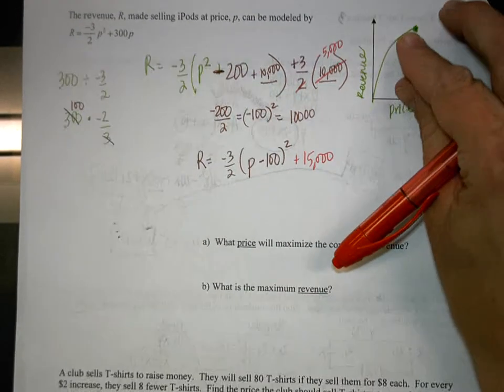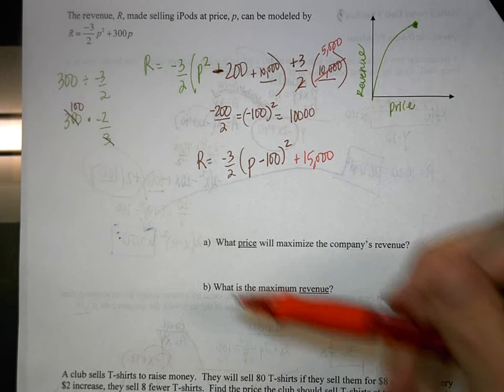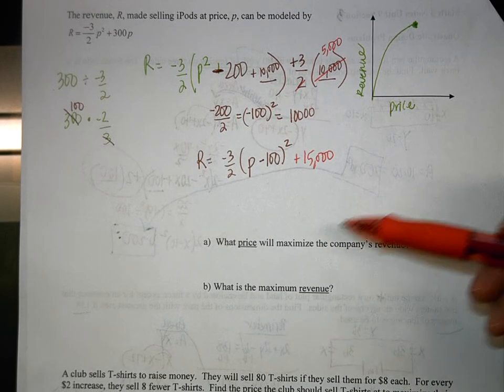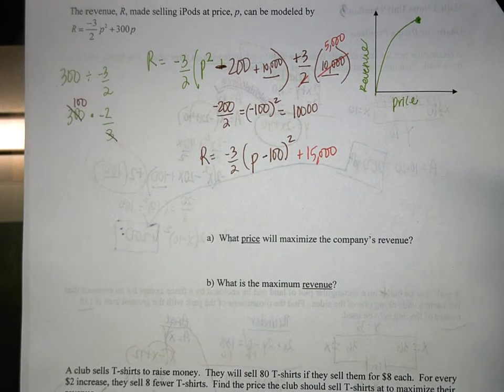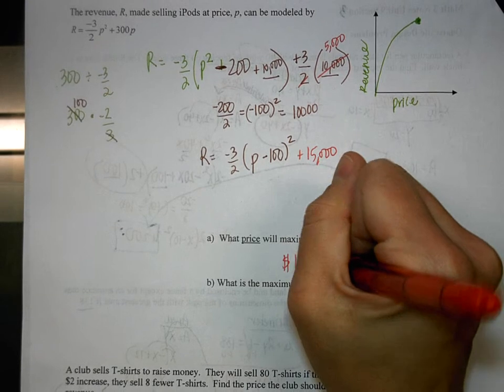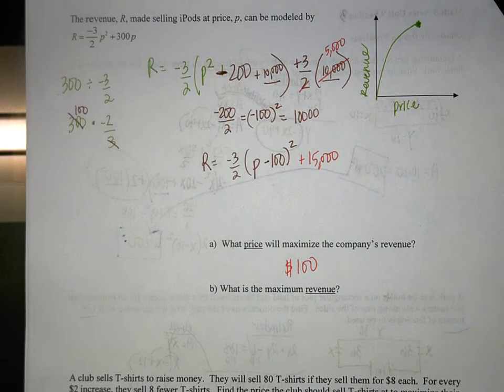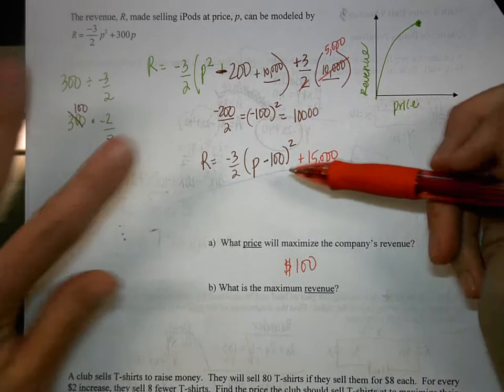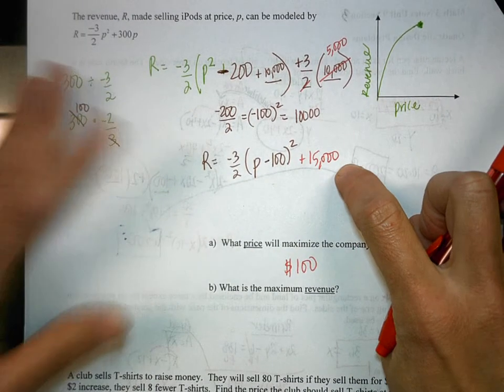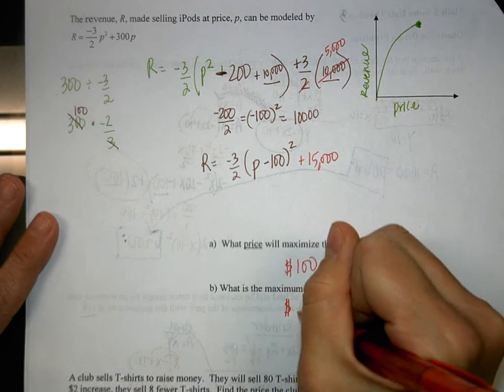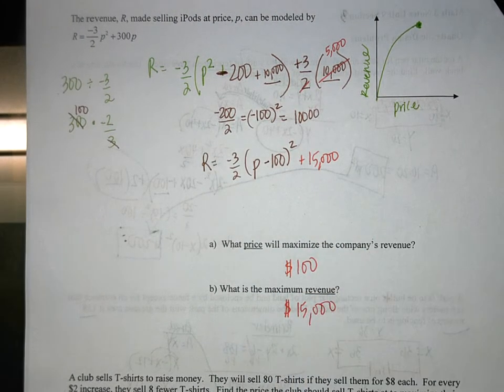Okay. So it says, what price will make the company's maximum revenue? See how this is P? That's your price. If you set that equal to 0, what would be your maximum price? $100. Okay, your maximum revenue is the number here at the end. If you were to plug in values, you'd solve when this is 100 and you'd end up getting 15,000. So your maximum revenue is 15,000. Do we have any questions? Okay.